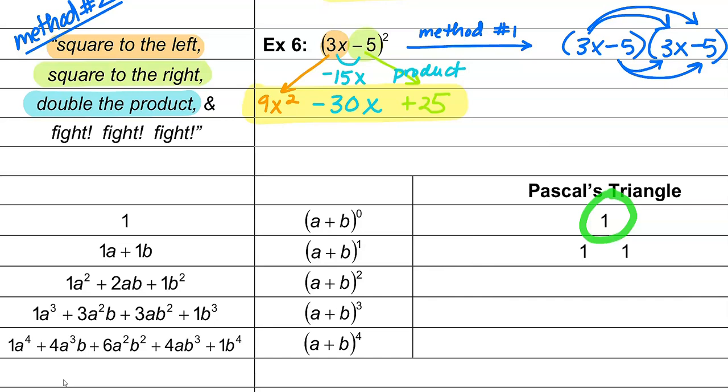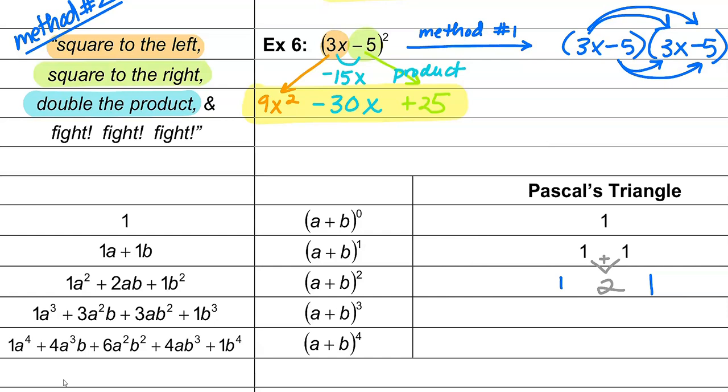Got it? The second row has two numbers. And since it has to begin with a 1 and end with a 1, then it's a 1 and a 1. Got it? The third row, it's a little different. It has to begin with a 1 and end with a 1. But now we've got to come up with what is the middle number right here, okay? And what you do is you add these two numbers together. So 1 plus 1 is 2. And so my third row is 1, 2, 1.